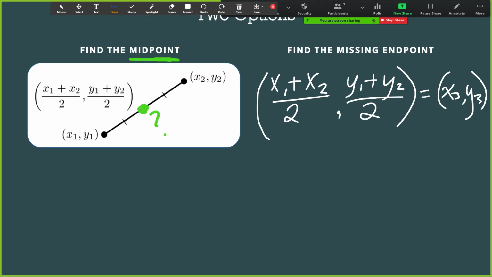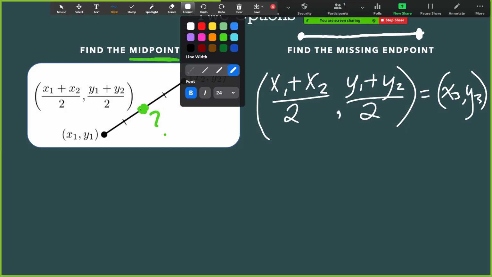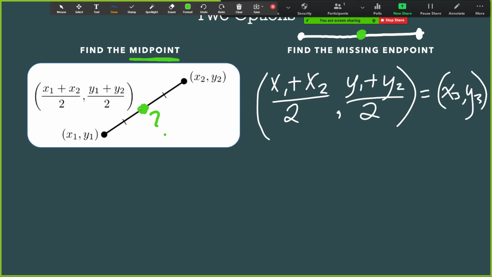Alright, the second type of question you can have is where you have a line. You know the midpoint, and you know one endpoint. So that would be an endpoint. And you have to find the other missing endpoint.